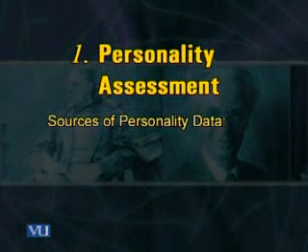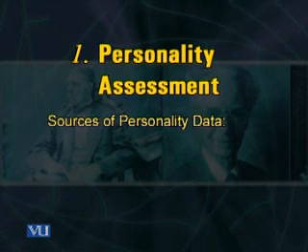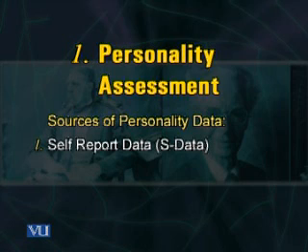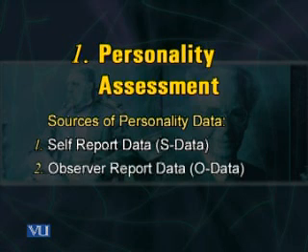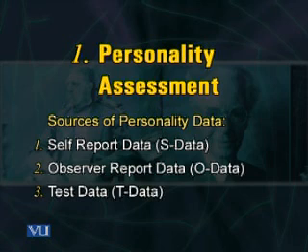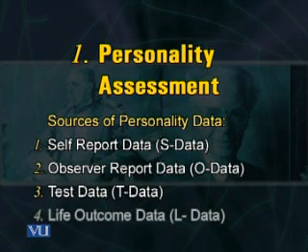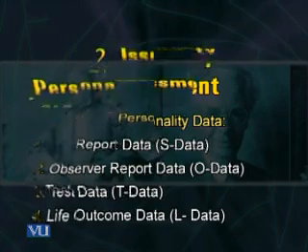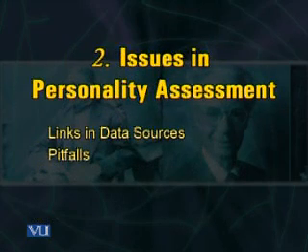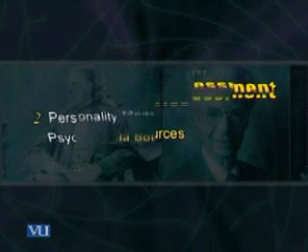पर्सनैलिटी असेसमेंट. पर्सनैलिटी असेसमेंट इंक्लूड सोर्सेज ऑफ पर्सनैलिटी डाटा, दैट इज सेल्फ रिपोर्ट डाटा, एस डाटा. नंबर 2, ऑब्जर्वर रिपोर्ट डाटा और द ओ डाटा. नंबर 3, द टेस्ट डाटा और द टी डाटा. Number 4, life outcome data or the L data. Number 2, issues in personality assessment, that is links in data sources and pitfalls.